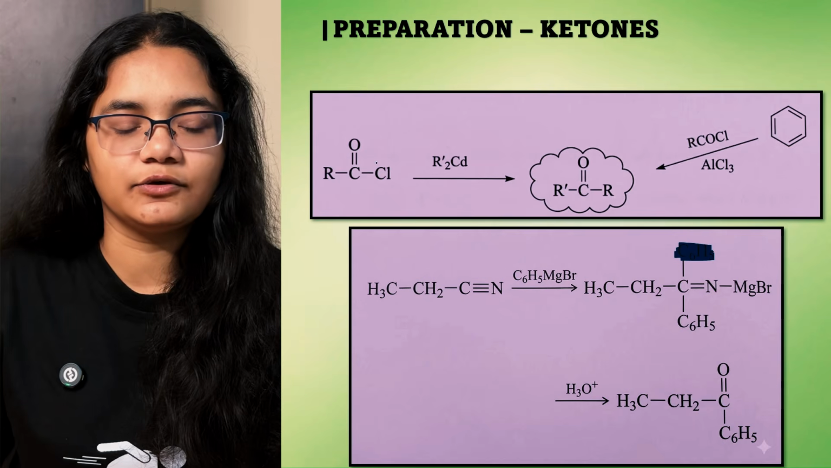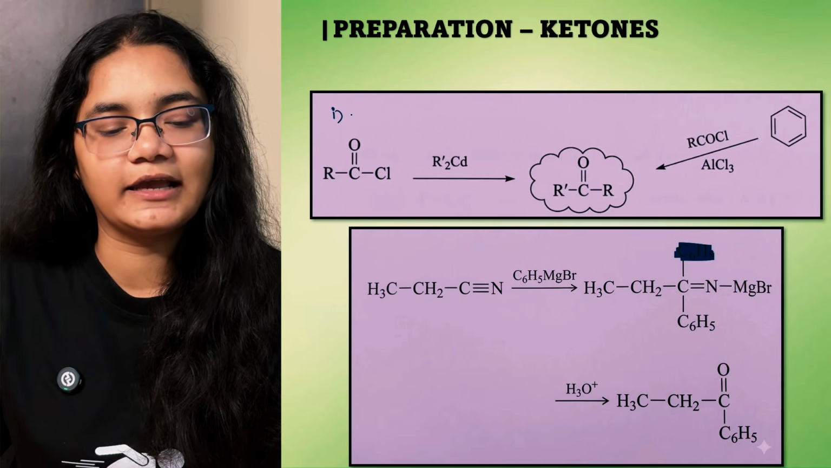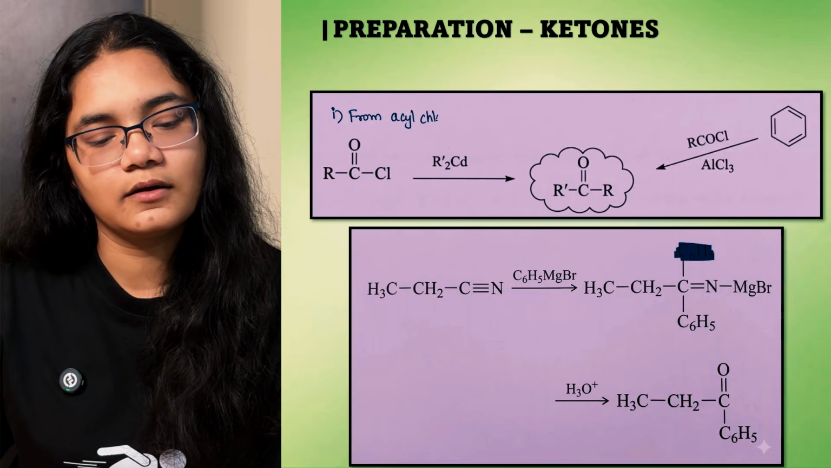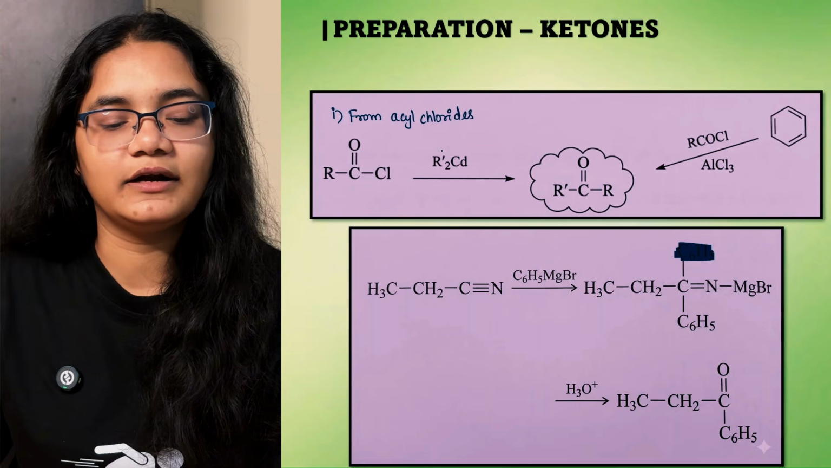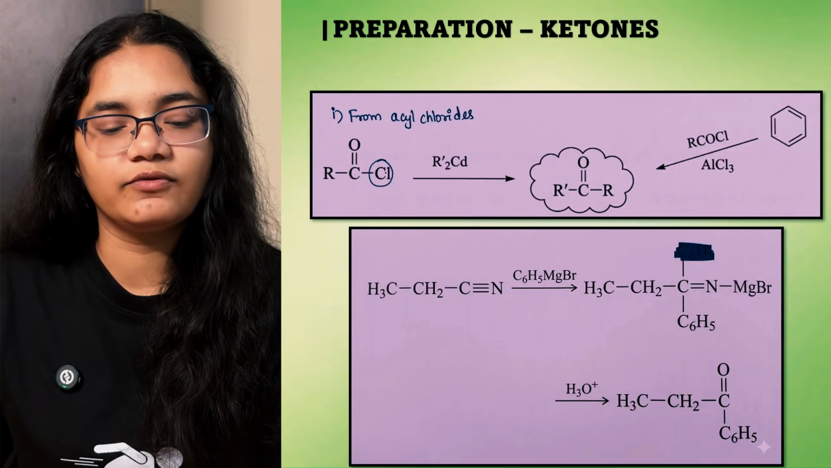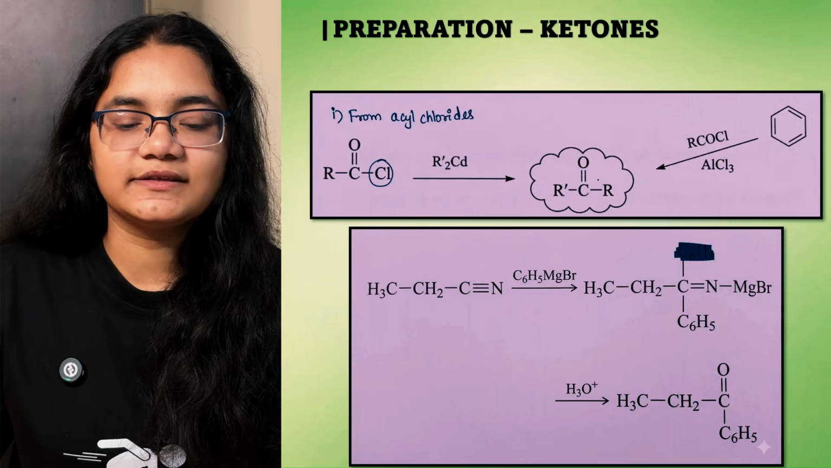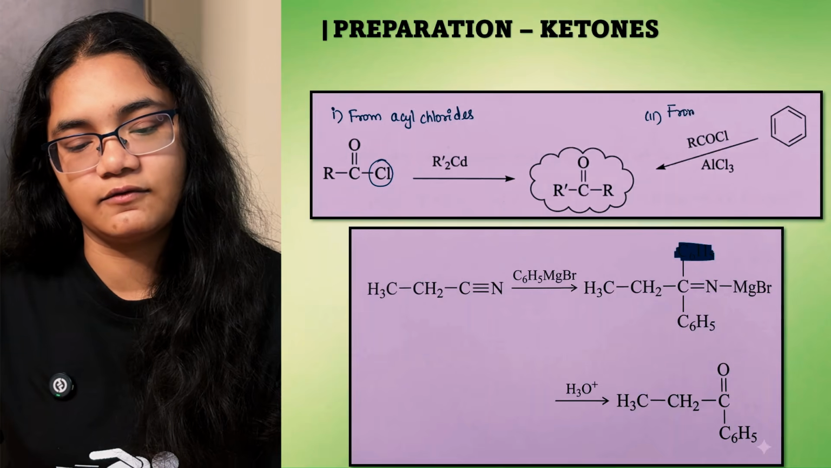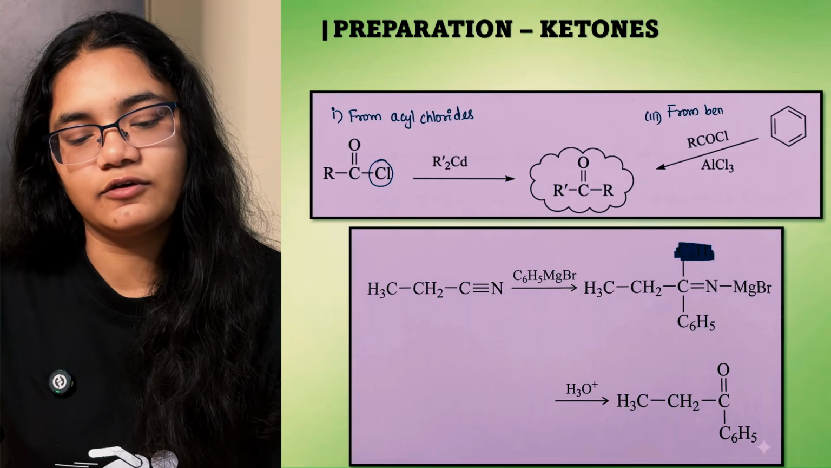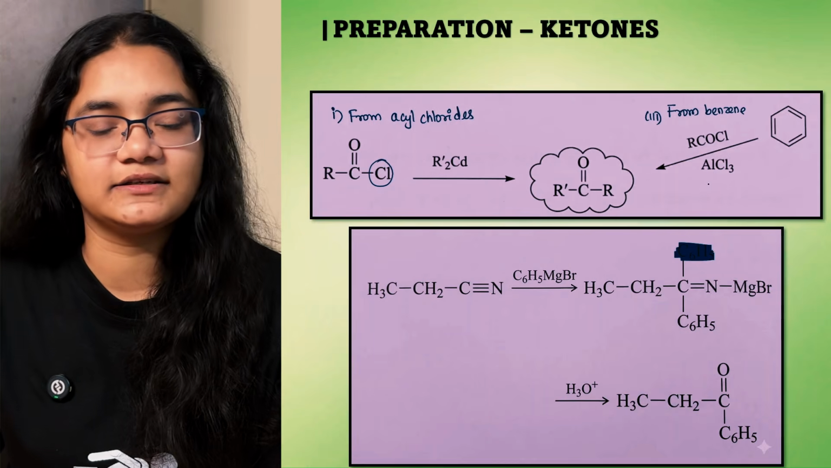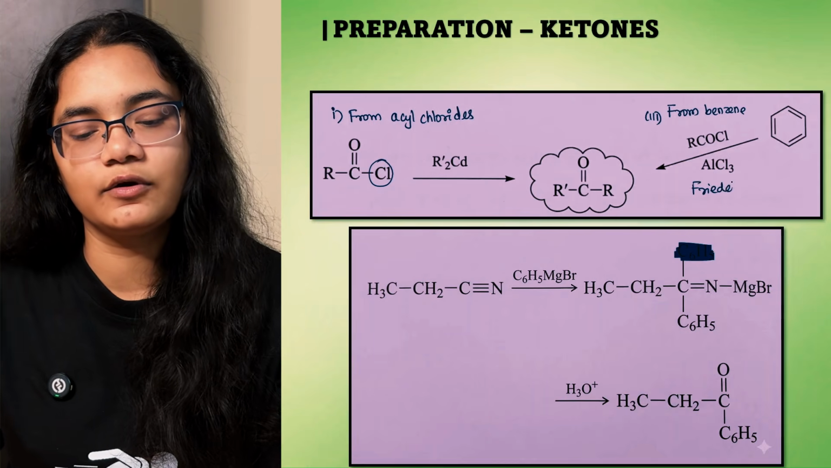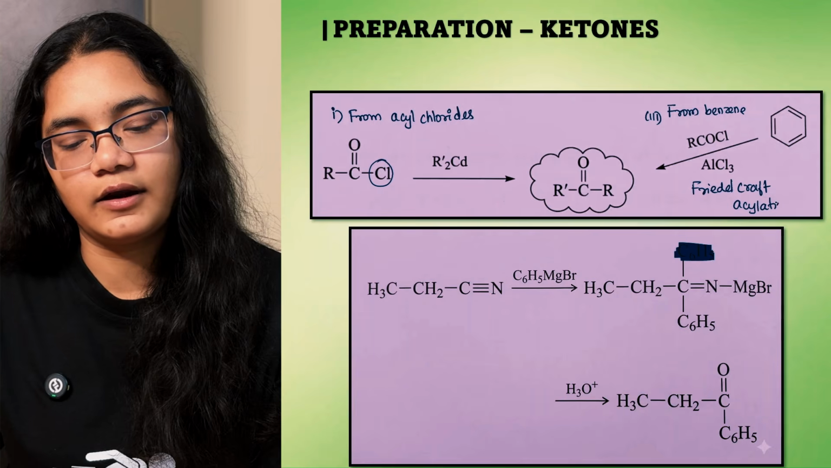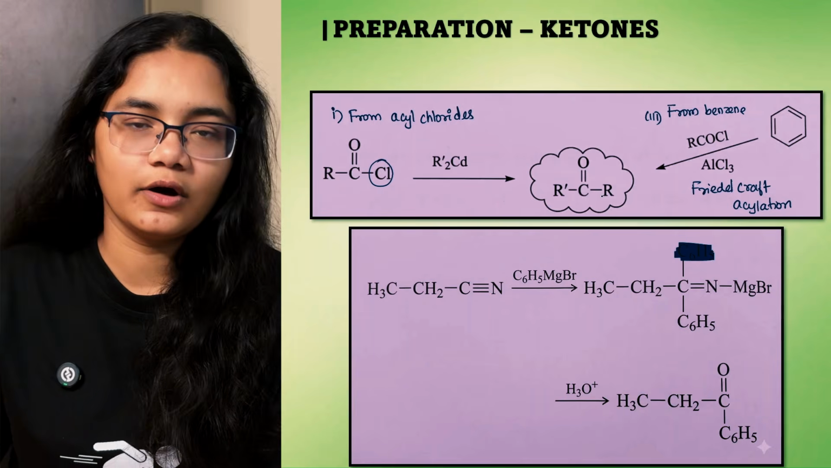So from acyl chlorides, you treat it with dialkyl cadmium. Okay, so I'm just writing here from acyl chlorides. So here this Cl group will be replaced with R group. Now there is another method, that is from benzene. The third one that we actually discussed, from benzene. So if you take RCOCl and treat it with AlCl3, now this reaction, we know, is your Friedel-Crafts acylation reaction, right? So R-CO-R here.